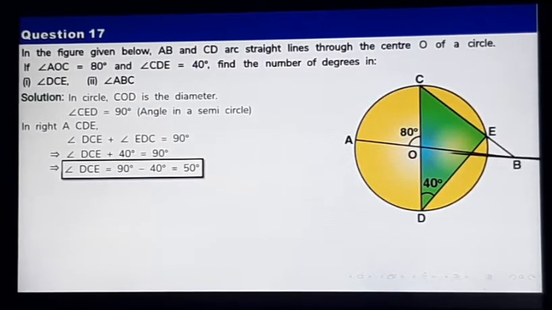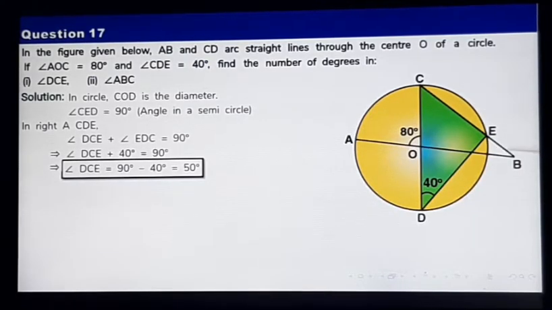Now in this triangle OBC, OB is extended till A. Then this becomes your exterior angle, isn't it? Now we know that the exterior angle is equal to the sum of the opposite interior angles. If this is my exterior angle, then the opposite interior angles are this one and this one. So in triangle OBC, exterior angle COA will be equal to OBC plus OCB. So we have COA equal to 80.